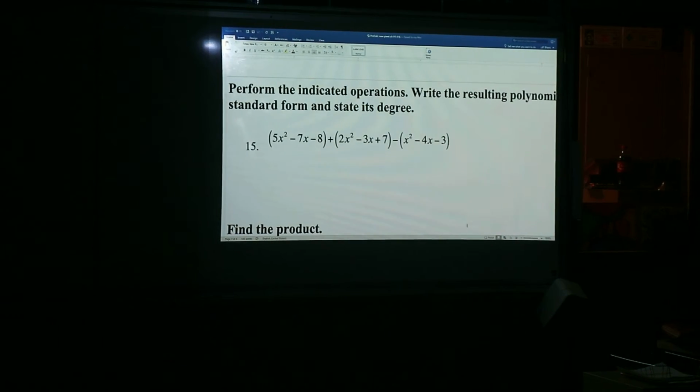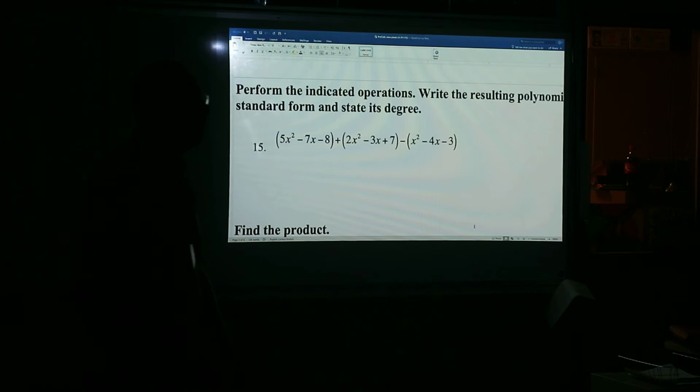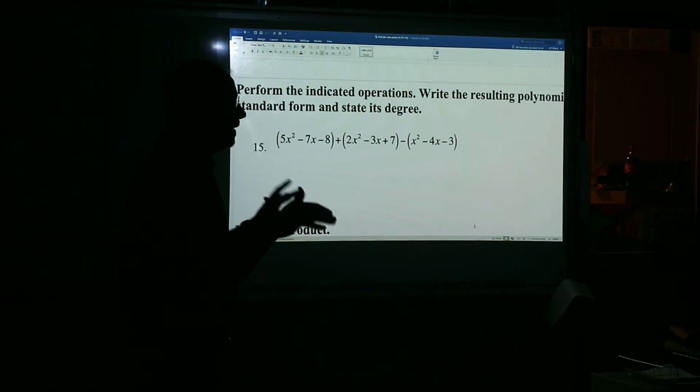Okay, so on number 15, what's my indicated operation between these three parentheses? What are we doing? What's the overall thing we're trying to do here? The overall operations. Say it. Adding and subtracting. We're not multiplying. Did everyone hear that?